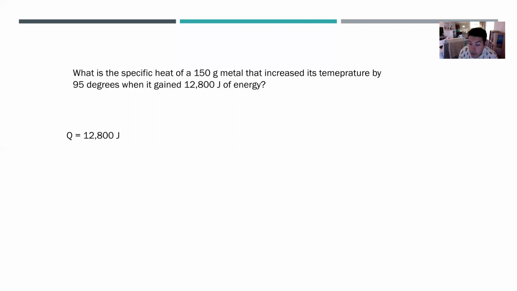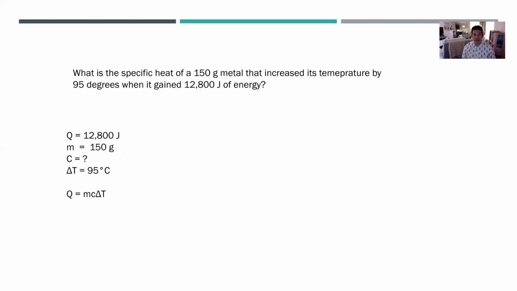Q, from the question, it gained 12,800 joules of energy. Q equals 12,800. M is 150 grams, so that's the mass of the metal. C, we don't know, right? What is the specific heat? And the change in temperature, it increased by 95 degrees. So we don't have the final and the initial, totally fine.